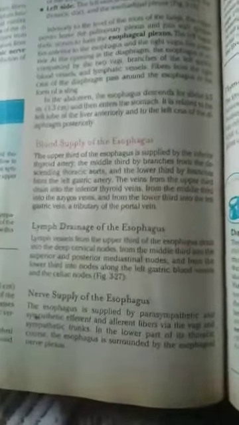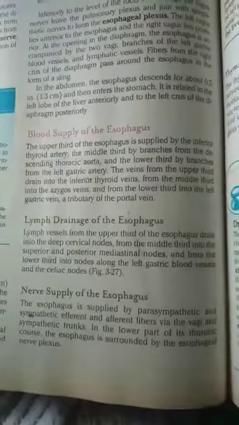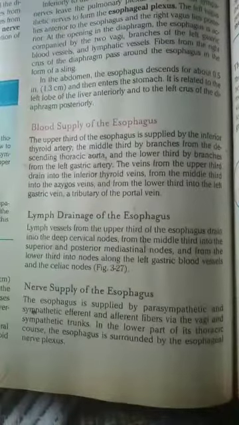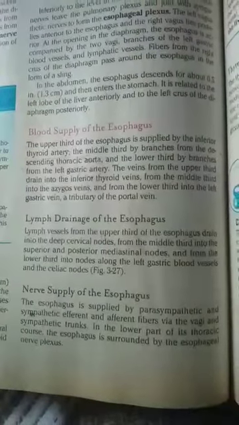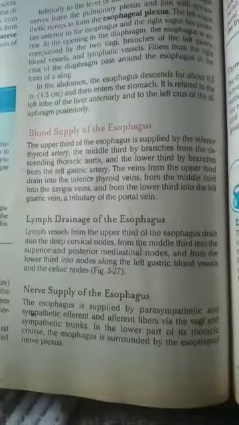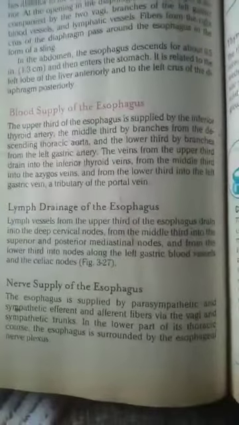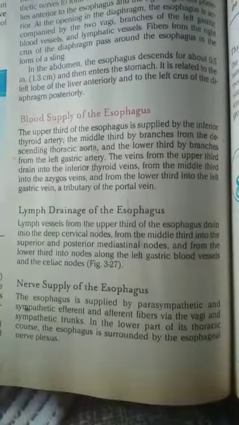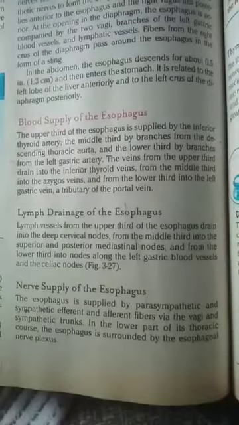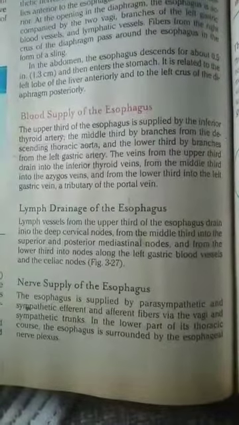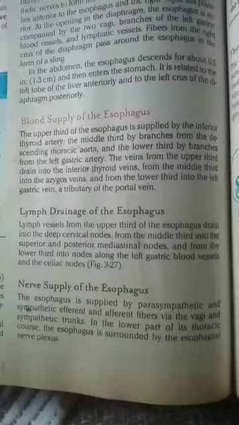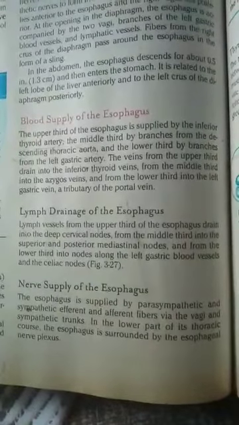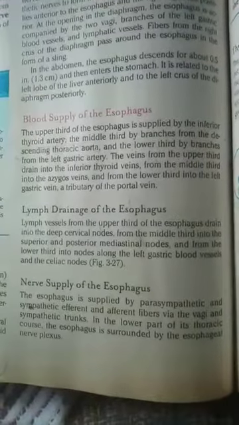Lymph drainage of the esophagus. Lymph vessels from the upper third of the esophagus drain into the deep cervical nodes, from the middle third into the superior and posterior mediastinal nodes, and from the lower third into nodes along the left gastric blood vessels and the celiac nodes.